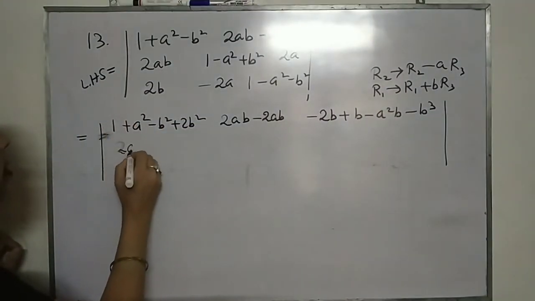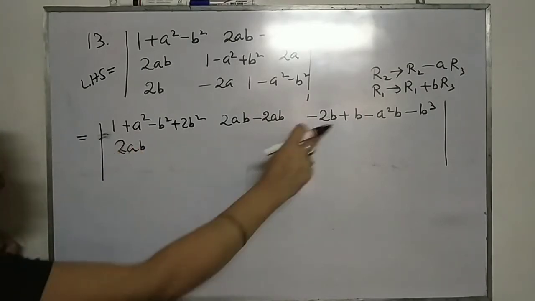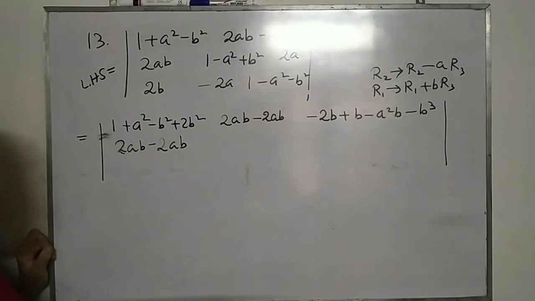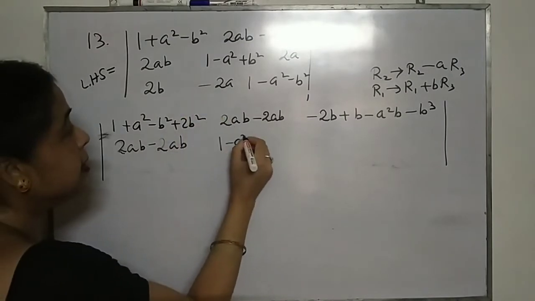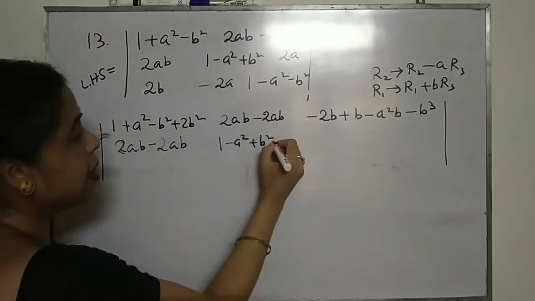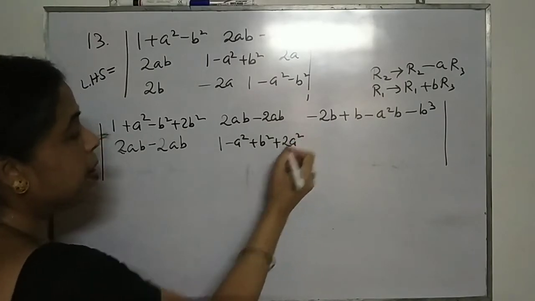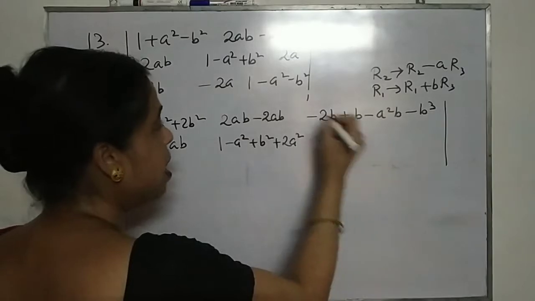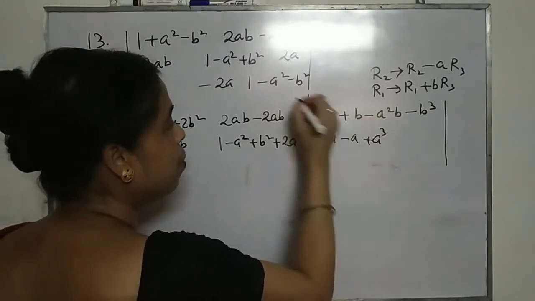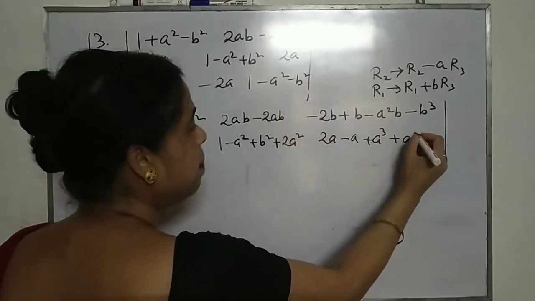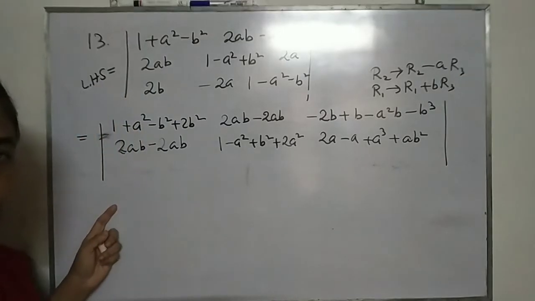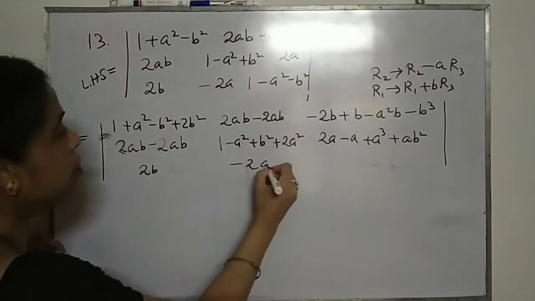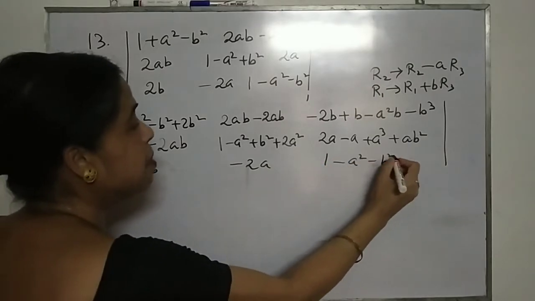Twice ab is already there. Twice ab, you have multiplied by a, so this is twice ab, subtracted, so minus. What we have here? 1 minus a square plus b square. This is minus, minus minus become plus, twice a square. What about the third element? Twice a minus a, minus minus plus a cube, minus minus will have plus ab square. We cannot apply more than those two properties in the same step, so keep the third as it is. Twice b, minus twice a, 1 minus a square minus b square.